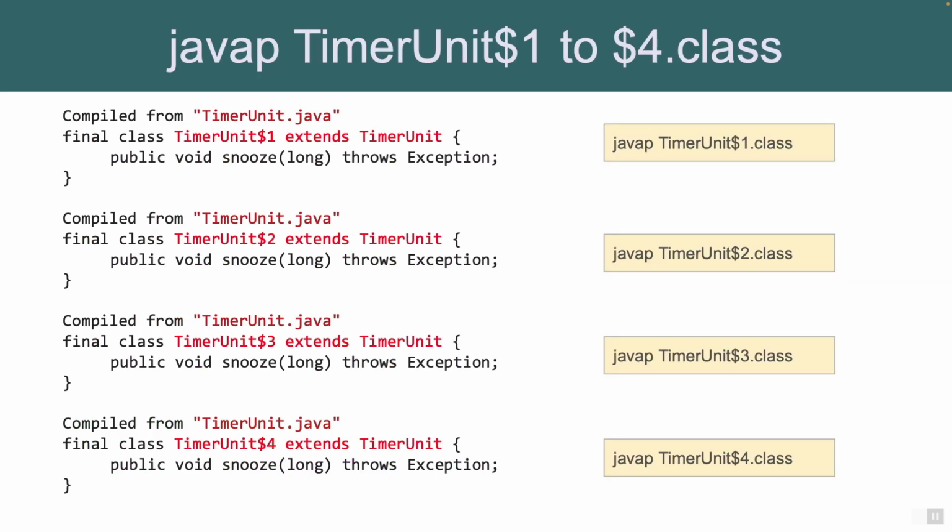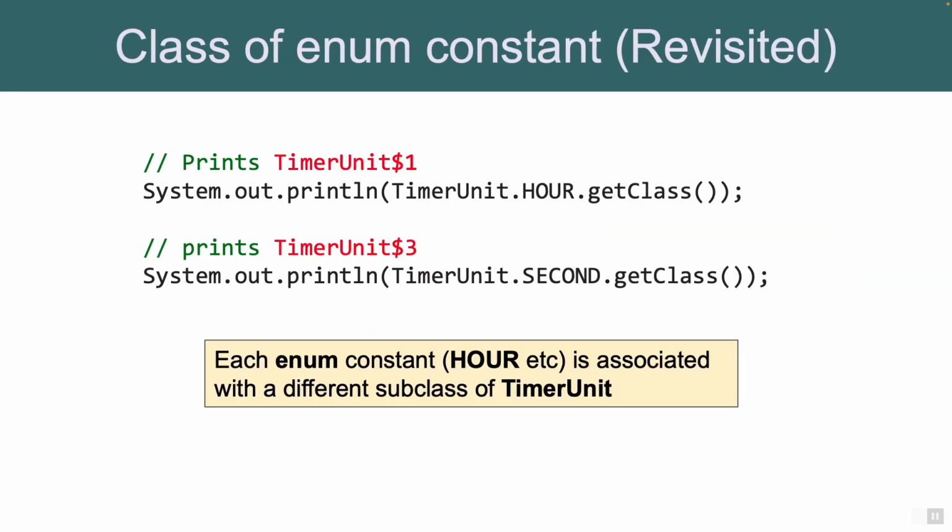So with this information in place, if I now go and get the class or print the class for hour and second, it's now going to be different. It's not going to be TimerUnit. It's going to be TimerUnit$1 and TimerUnit$3. So don't get surprised when you see class names which are different than the enum name that you gave. Because a lot of times the Java compiler can create a subclass of the enum class and use that.